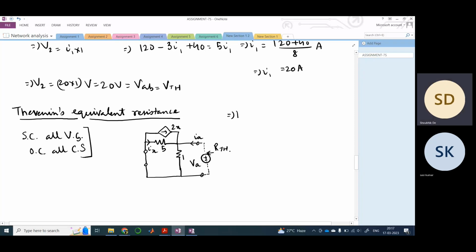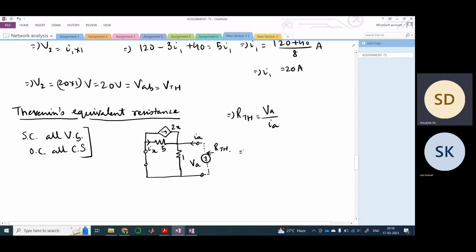So see, what would be our RTH? This would be VA divided by IA. Why? Because this is the source impedance basically, nothing else. This is the source impedance. So that is why RTH is VA by IA.